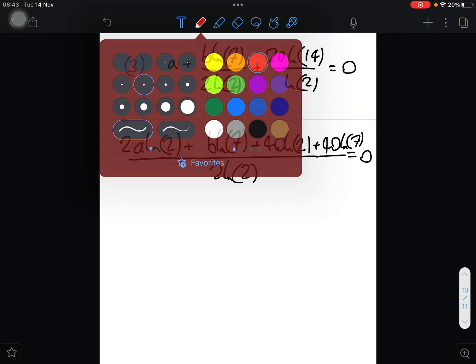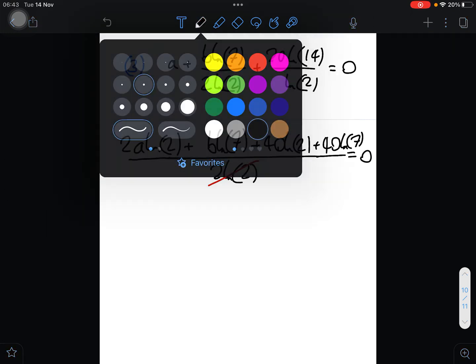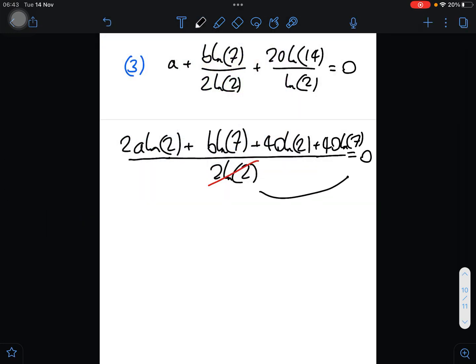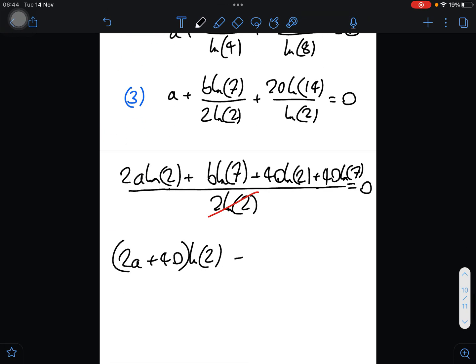Since we've got this on the bottom, we can actually cancel it, because we can multiply both sides by that, and 0 times that wouldn't change anything, but it would get rid of our fraction. And so now what have we got? We've got 2a plus 40, and that's in terms of ln 2. And then we've got b plus 40, and that's in terms of ln 7.